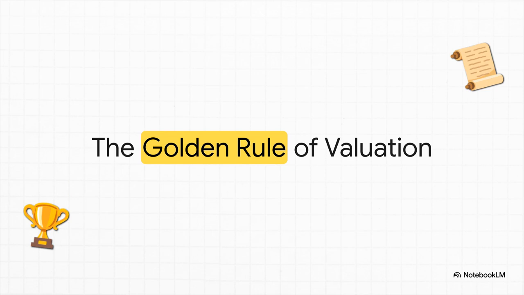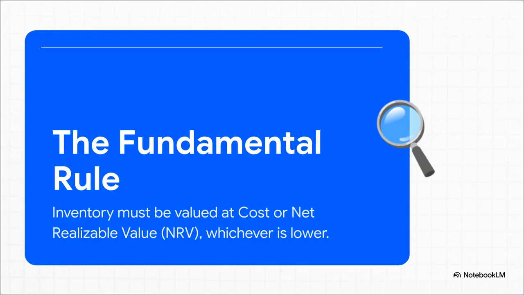Okay. Now that we've cleared up that whole changing your books myth, let's get down to the golden rule. What method do you actually need to use for this tax valuation? Here it is. The one fundamental rule is this. You have to value your inventory at its cost or its net realizable value, or NRV, whichever one is lower.